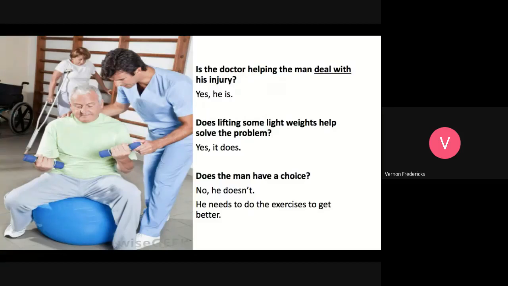Is the doctor helping the man deal with his injury? Yes, he is. To deal with the problem means to look at the problem and try to fix it. Question number 2, does lifting some light weights help solve the problem? Yes, it does, because it makes the muscle stronger again. Does the man have a choice? No, he doesn't. He needs to do the exercise to get better. So usually when older people have an injury, they have to do the exercise to get better.